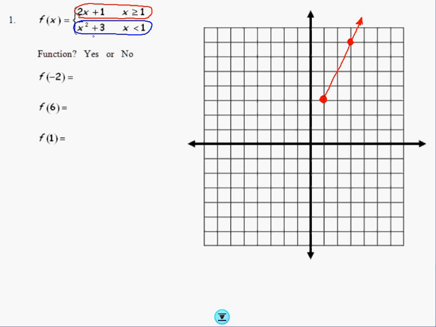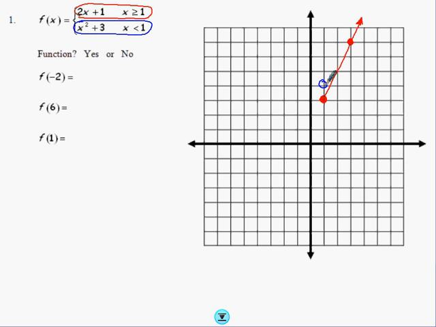The other part of the function, it's x squared. That's quadratic. We know the graph is going to be a parabola, so we probably have to plot more than just 2 points. In any case, the first point we're going to plot happens at 1. Now, since this one does not include x equals 1, that's the red one, we're going to have to put an open circle there. Well, if x is 1, what is y? We plug it in. 1 squared plus 3 is 4. So 1, 4, I'm putting an open circle.